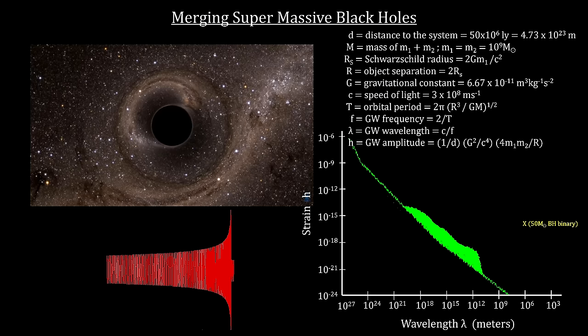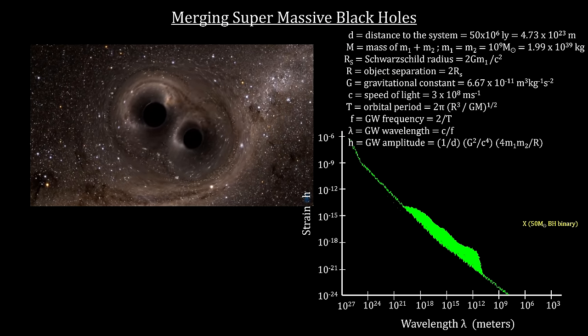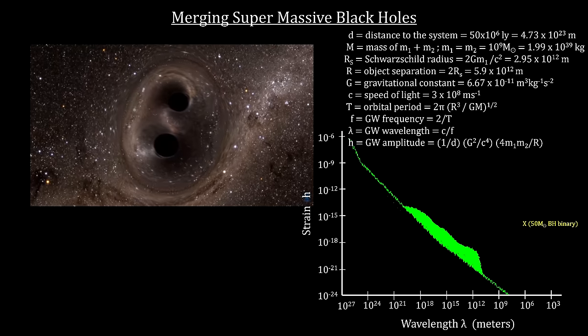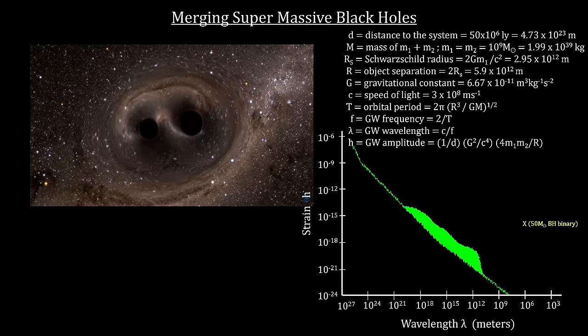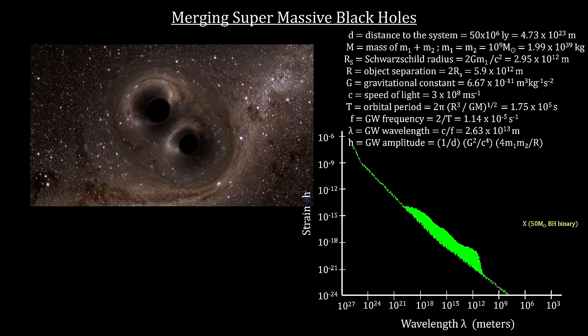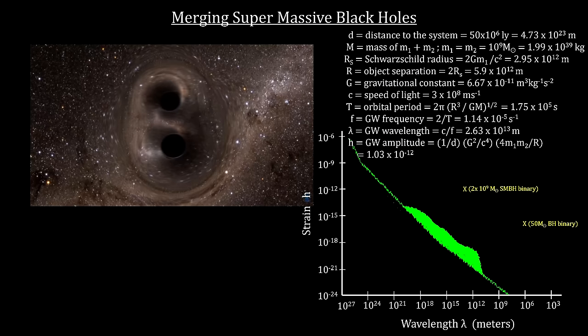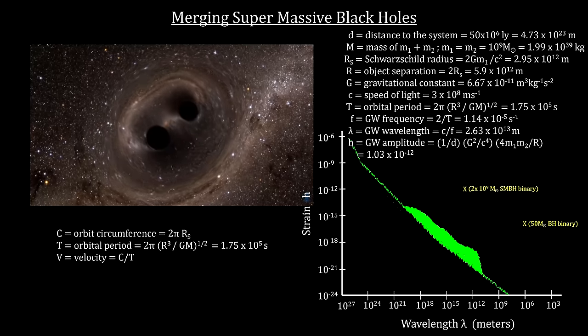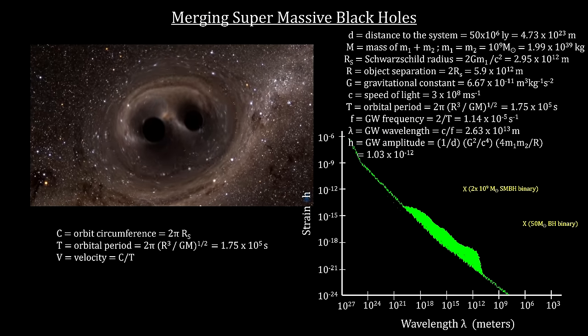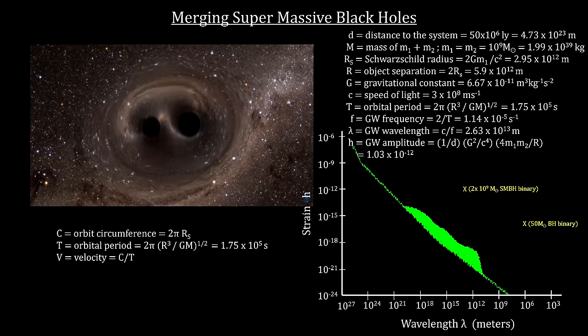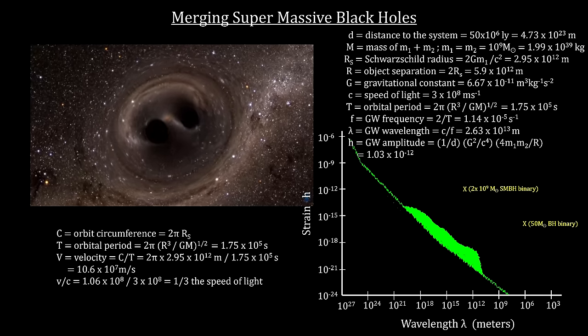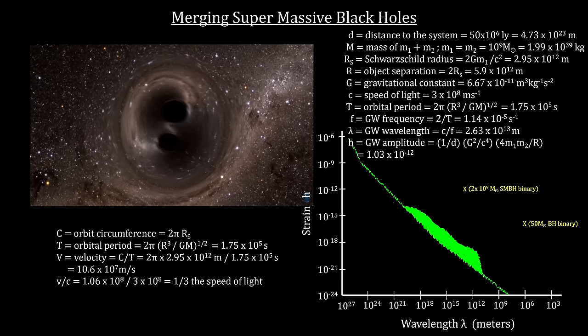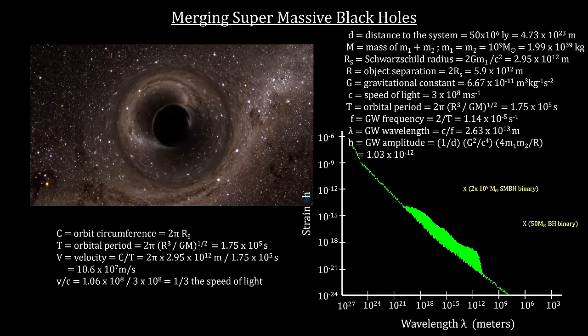Now suppose these were two supermassive black holes, with each having 10 billion times the mass of the Sun. The Schwarzschild radius would become 40 million times larger. The gravitational wave's wavelength would be 36 million times longer, and the wave's amplitude would be 2 million times greater. In addition, calculating the circumference of the orbit and dividing by the period, we see that these behemoths are traveling around each other at up to one-third the speed of light.